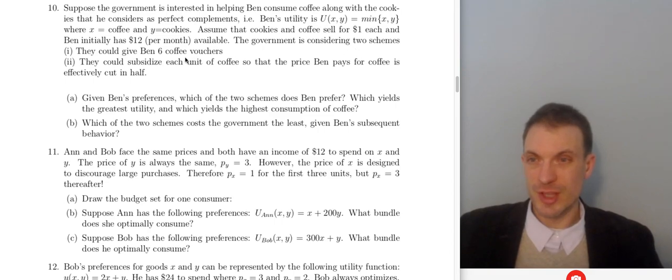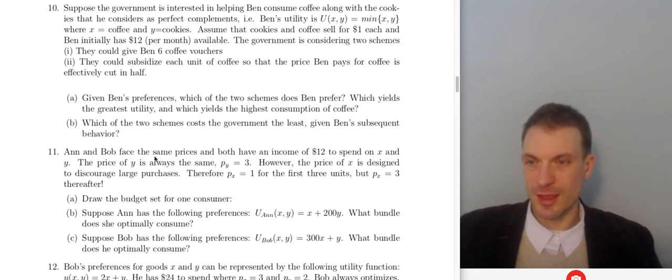Government's considering two schemes. They could either give me 6 coffee vouchers that have to be used on coffee, or they could subsidize each unit of coffee so that I pay half price. Given my preferences, which do I prefer? Which has the greatest utility, which is the highest consumption of coffee, and which does the government prefer?